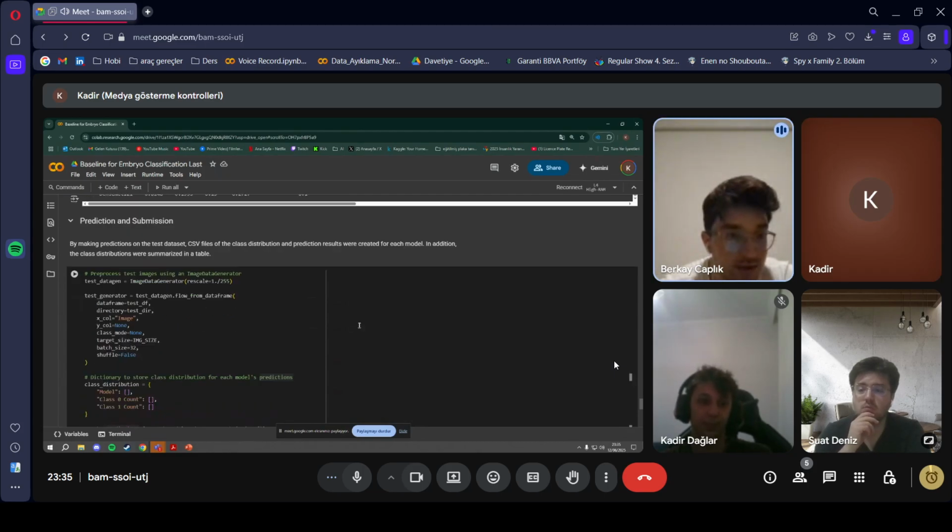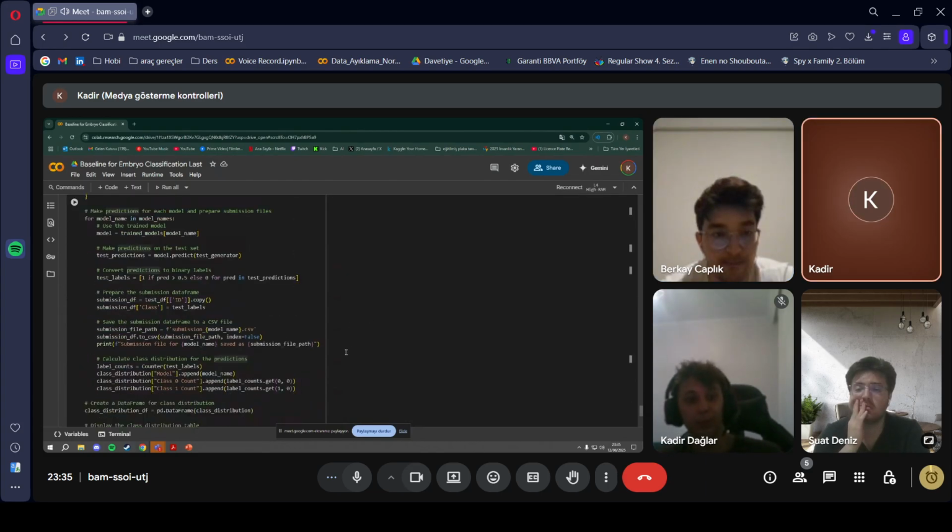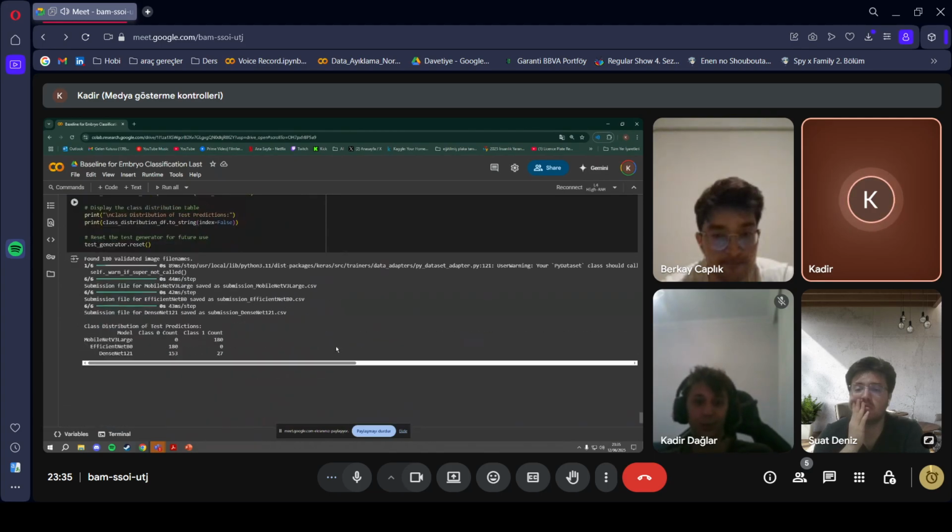By making predictions on the test dataset, CSV files on the class distribution and the prediction results were created for each model. In addition, the class distributions were summarized in a table. Code part, that's it.